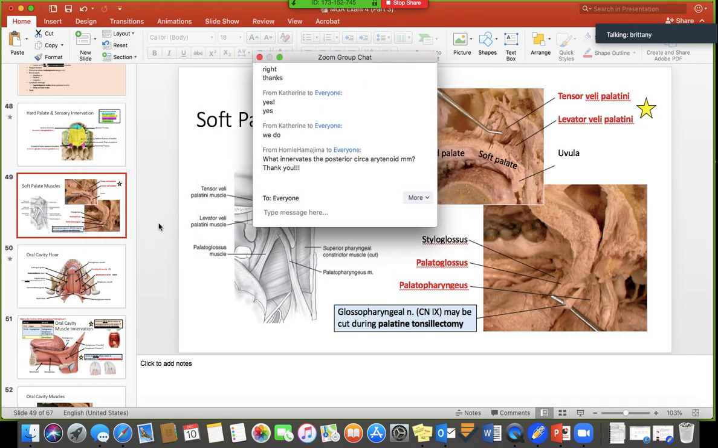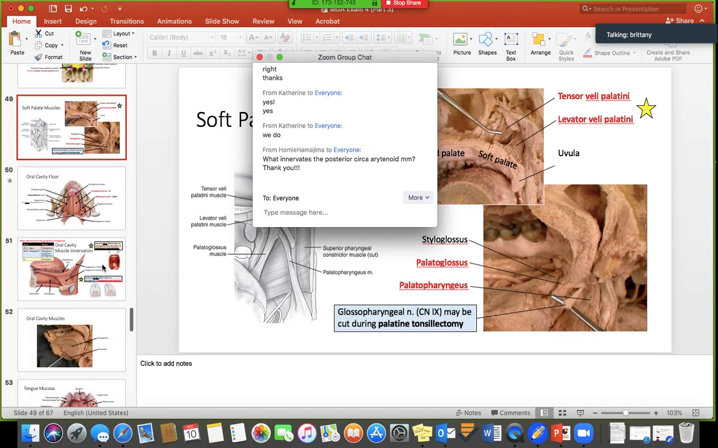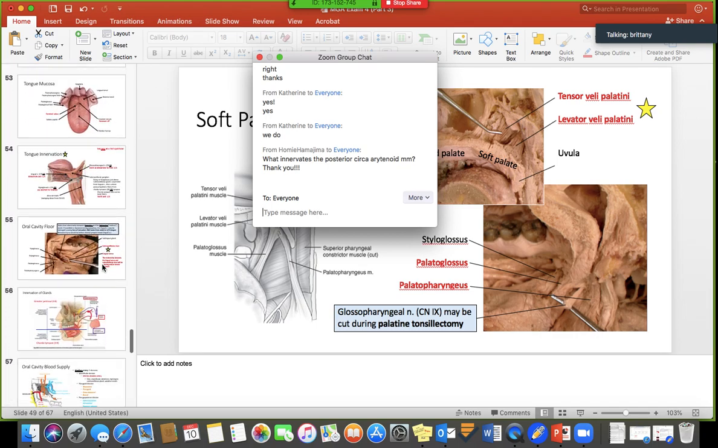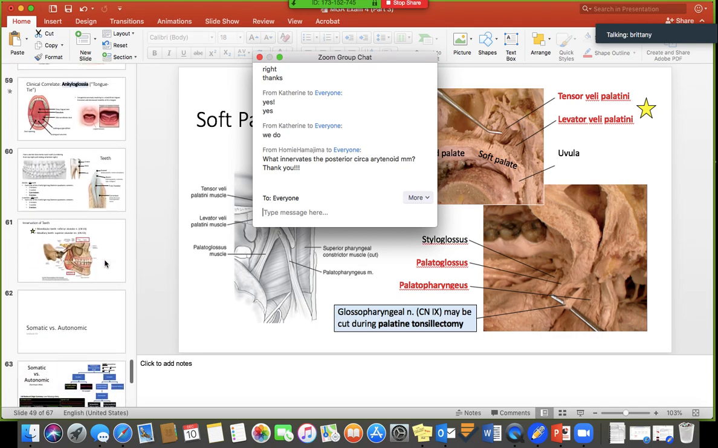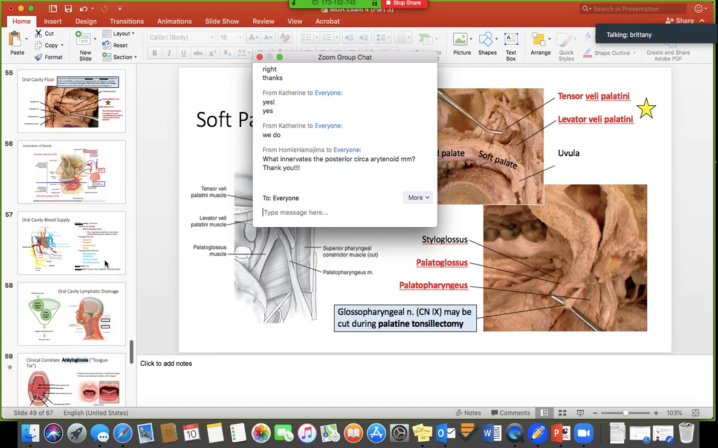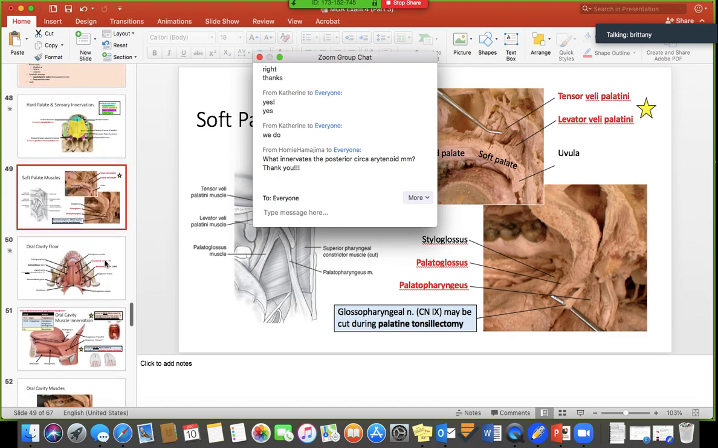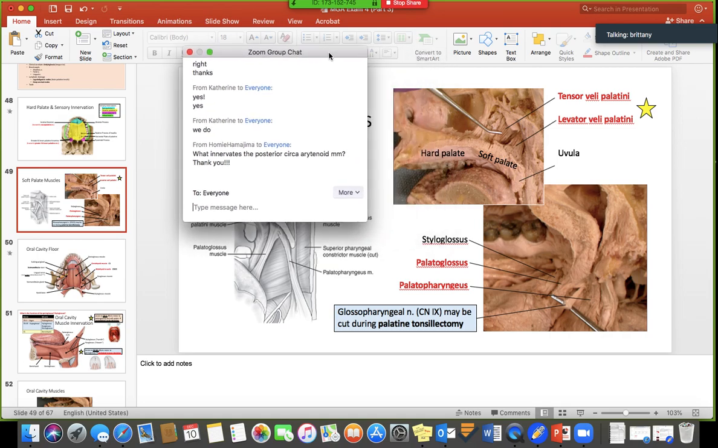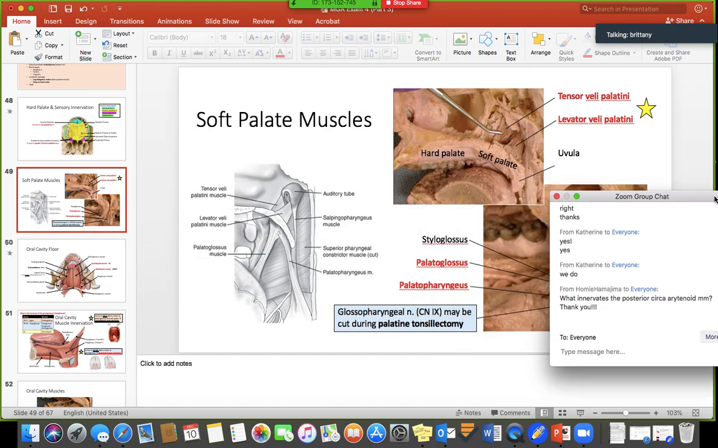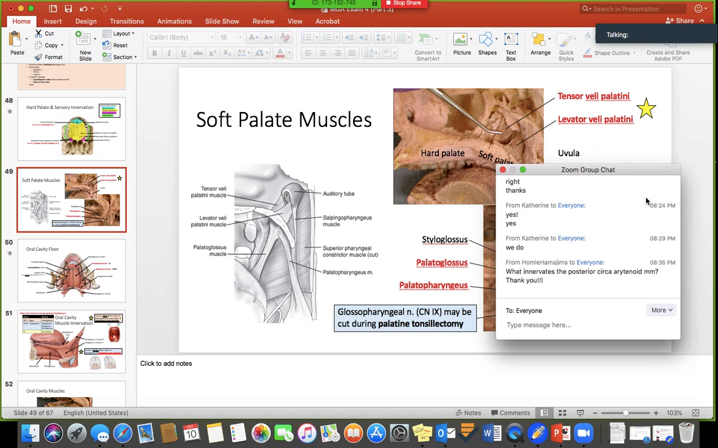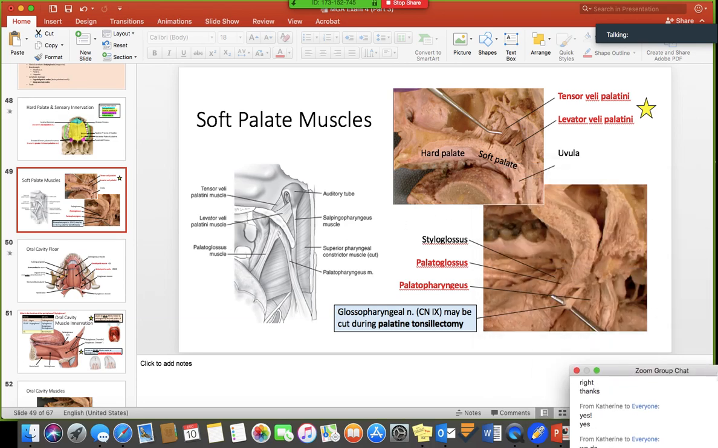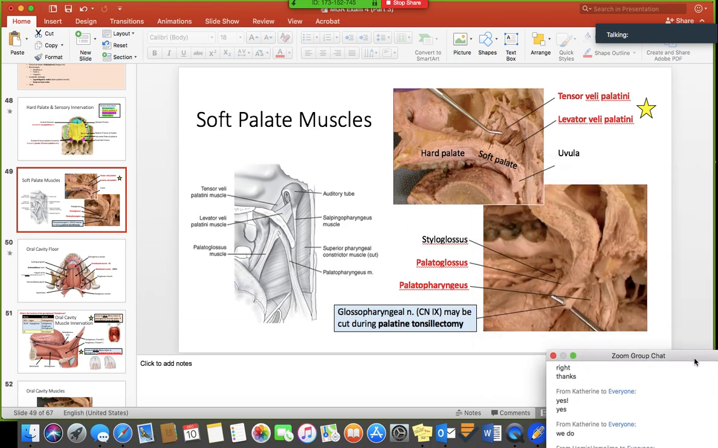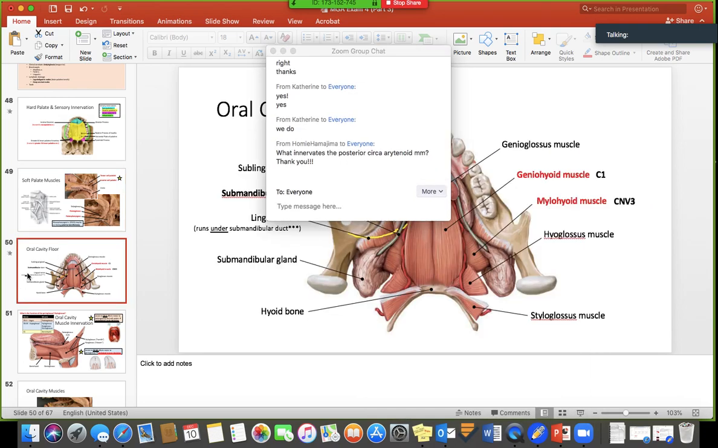And then I think last time I showed you that list of rules about innervations. I thought it was in here again somewhere. But if you look at the PowerPoint from last time, there's a slide that gives you a list of rules as far as innervation goes to help you remember. Okay, keep going.